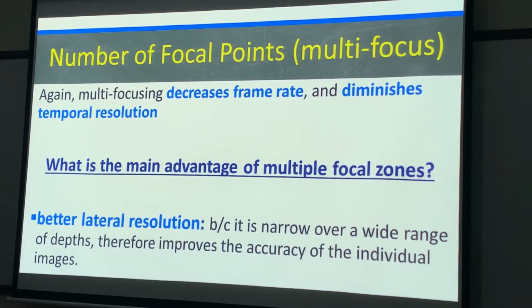Better lateral resolution, guys. Better lateral resolution, because the beam is narrow over a wide range of depths now. So when you think of focal zones, think of lateral resolution versus temporal resolution. You can actually change that on the IU-22. You can go for speed, or you can go for detail. It's like a toggle switch. Speed and detail.